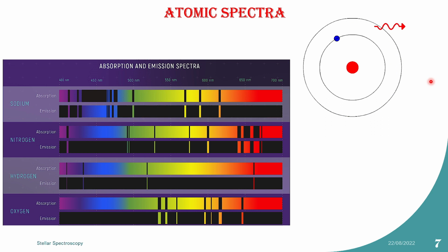But anyhow, we can see a distinct line spectrum in each atom, but for molecules it's different, as we will see later. Here, this is the absorption spectrum of the sodium atom, and this is the emission spectrum. As you can see, these two are complementary to each other. And the second one is due to the nitrogen atom, the third one is hydrogen, and the fourth one is oxygen.